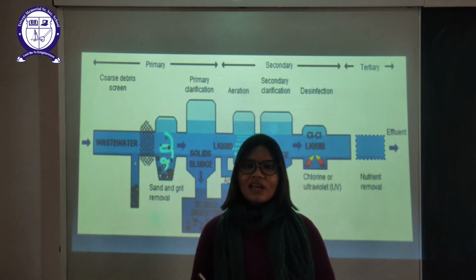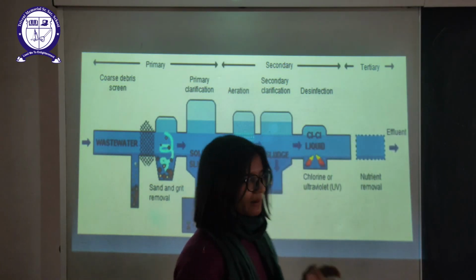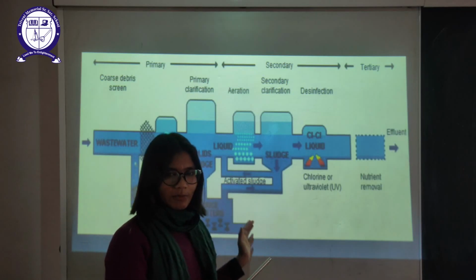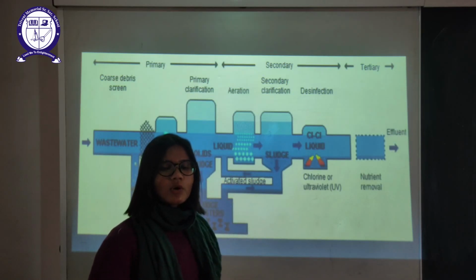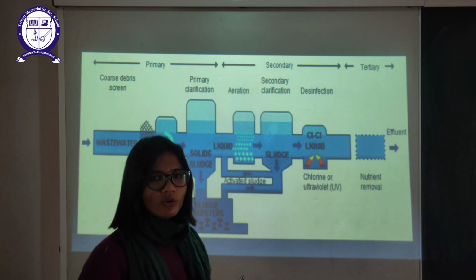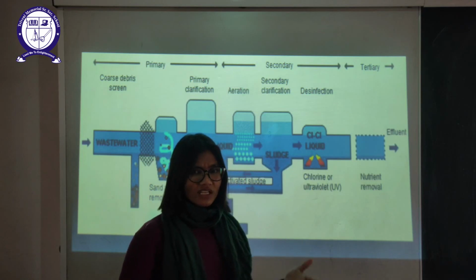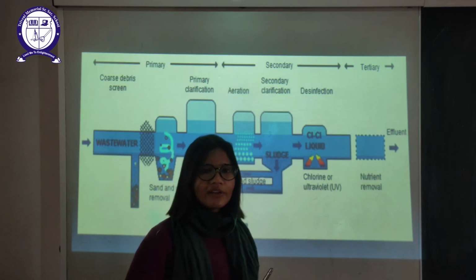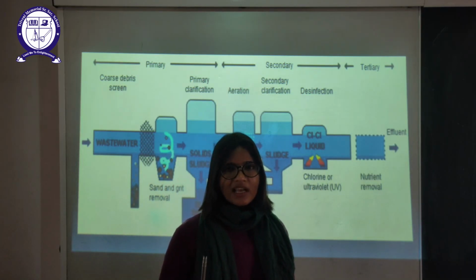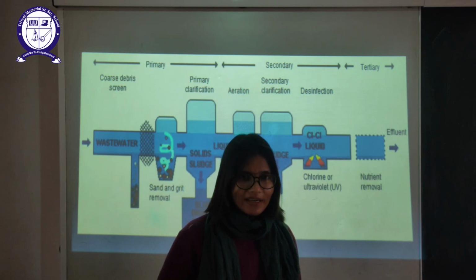To remove them, now we are going to look at the second portion of this treatment plant, which is secondary treatment. Secondary treatment is also known as biological treatment. Why? Because we are going to use bacteria in this second treatment. Secondary treatment can also be divided into two subcategories. First one will use aerobic bacteria and second one will use anaerobic bacteria.